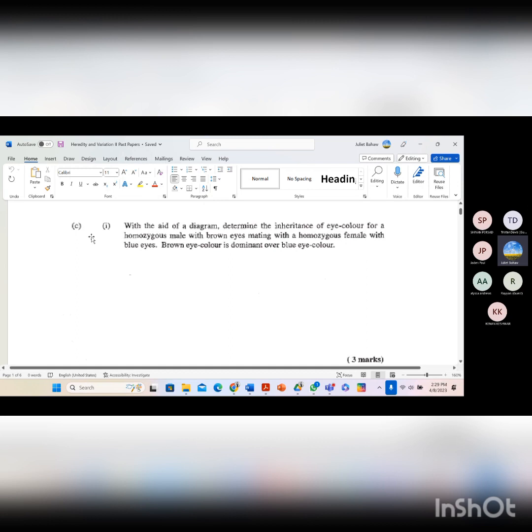Okay, Keenan, can you read part C, part 1? Yes, miss. With the aid of a diagram, determine the inheritance of eye color for a homozygous male with brown eyes mating with a homozygous female with blue eyes. Brown eye color is dominant over blue eye color.